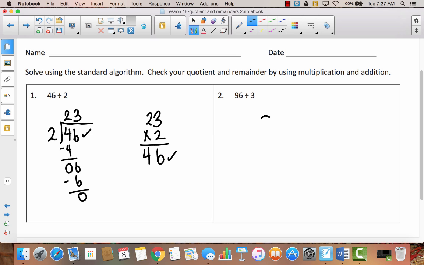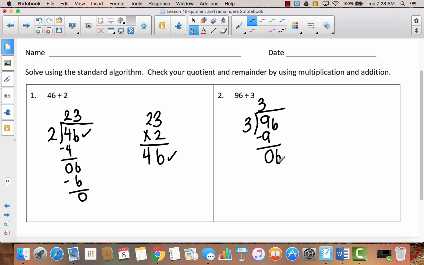So I've got 96, and I'm dividing it by 3. So I've got 9 tens. I divide them by 3, so I'm thinking to myself, what is 9 divided by 3, or how many 3's are in 9? Well, I know that there are 3. 3 times 3 is 9, so I'm going to subtract. And I have no tens left over because I used all of them. When I put 3 in 3 groups, that used all 9. Now I'm going to bring down my 6 ones.